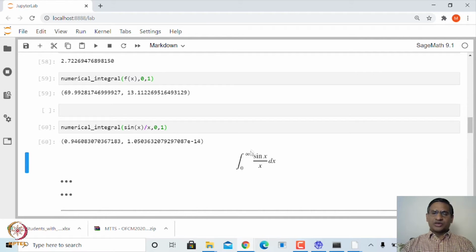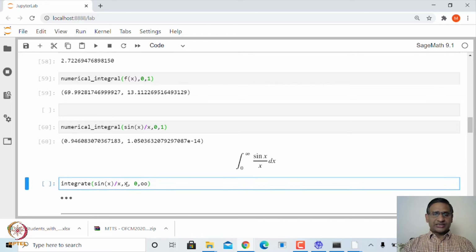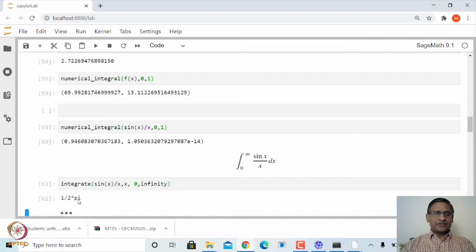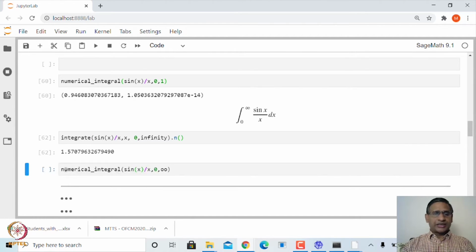Here one limit is infinity; such integrals are called improper integrals. One can find the integral of sin x upon x with respect to x from 0 to infinity. You can write infinity, infinity, that also you can do. So, this is half into pi by 2, this is half pi by 2. If you look at the numerical value of pi by 2, this gives you 1.5707, right.